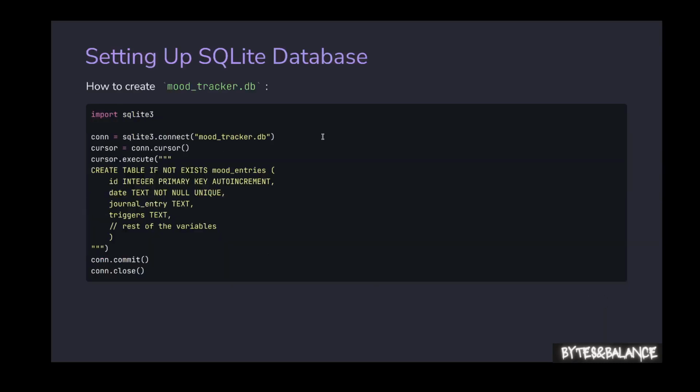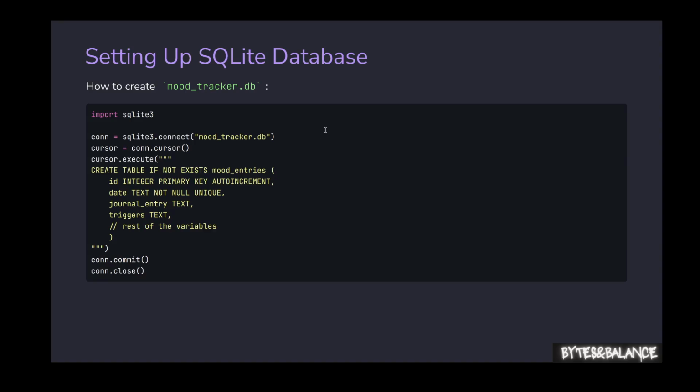So now we're going to create a file called moodtracker.db. First up, we import the SQLite3 library and connect to our database file. If the file doesn't exist, SQLite will automatically create it for us. Next, we'll create a cursor object. It is the go-between for our code and the database. It's what lets us execute SQL commands and fetch data from the database.